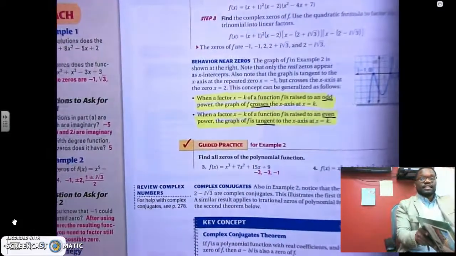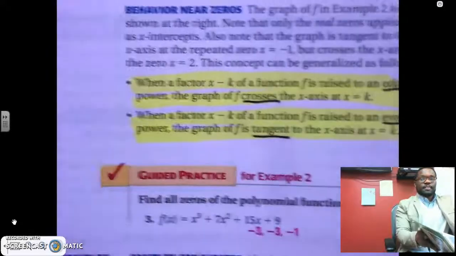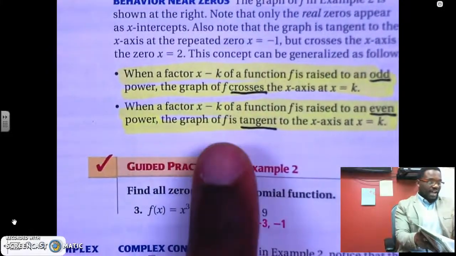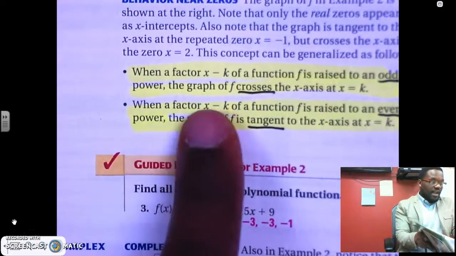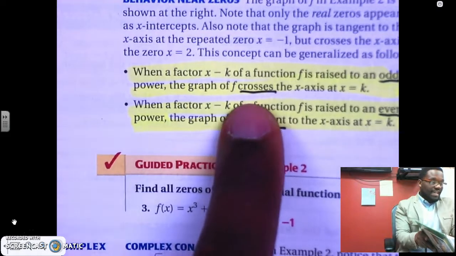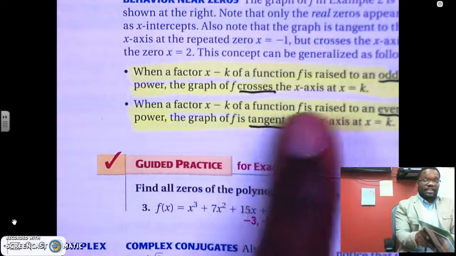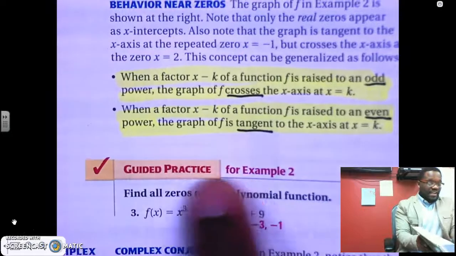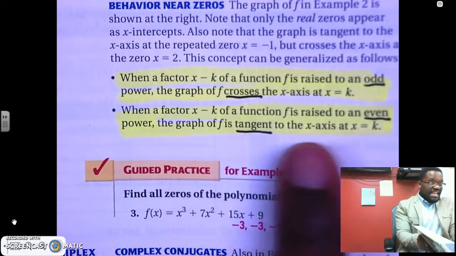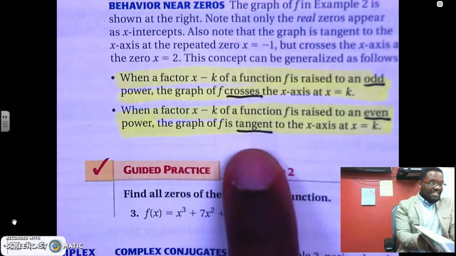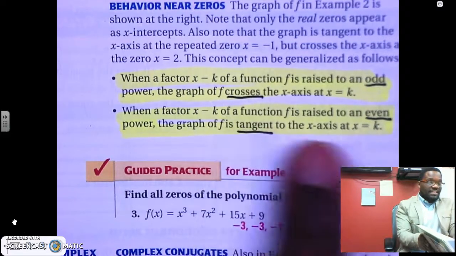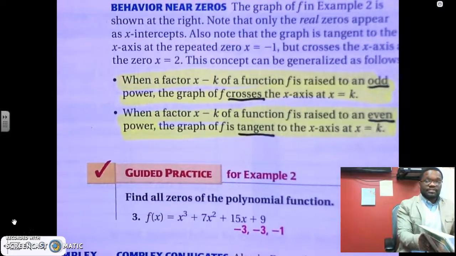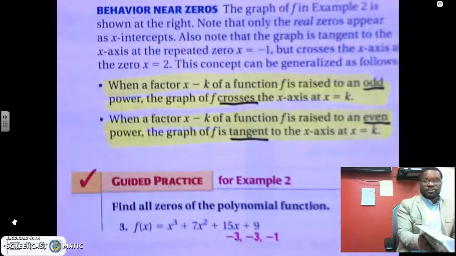As you consider this highlighted portion in the book: when a factor of a function is raised to an odd power, the graph of the function crosses the x-axis at that place. When a factor is raised to an even power, the graph is tangent to the x-axis at that place. So that's very important. When it's odd, it crosses, and when it's even, it's tangent. Okay? That's very important to understand.